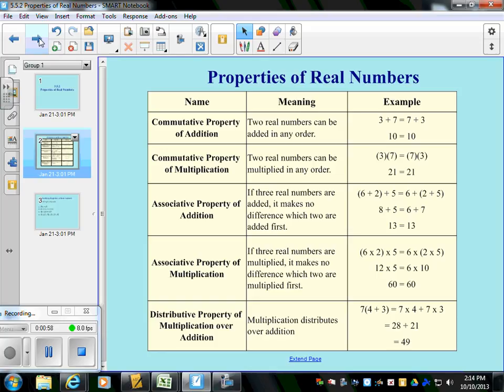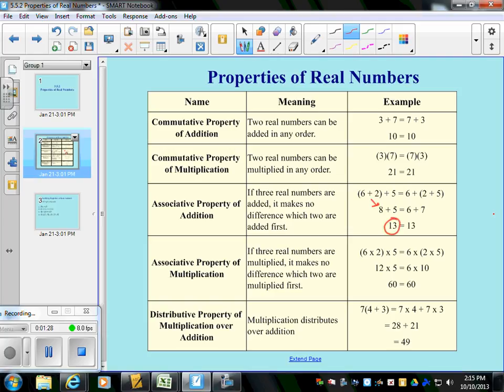Next, we have the associative property of addition. If three real numbers are added, it makes no difference which two are added first. Let's look at the example. We have 6 plus 2 plus 5, where 6 plus 2 is in parentheses, meaning we're going to add 6 plus 2 first, and we're going to get 8. Then we're going to do 8 plus 5, and we're going to get 13.